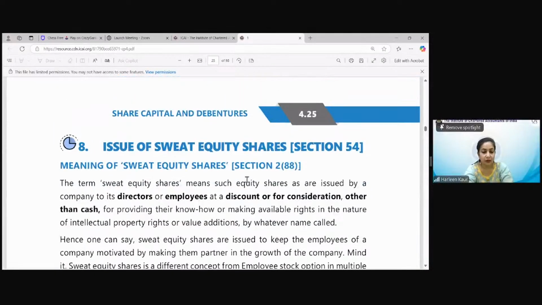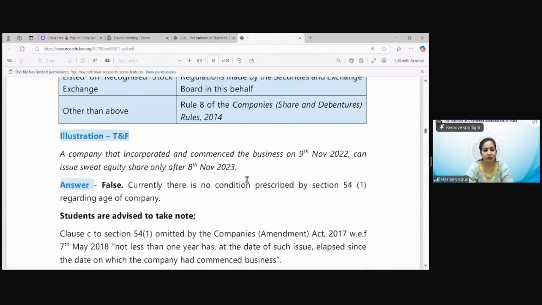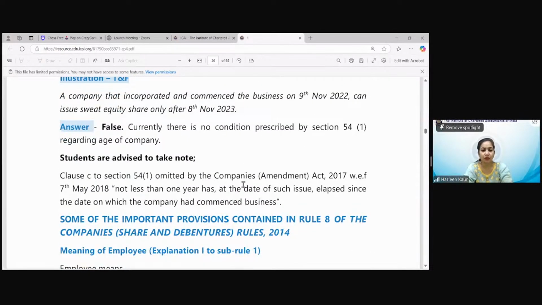All right, this is your 4.25 and here is your 4.26. It is listed on the recognized stock exchange. Okay, this is only saying SEBI has to follow. Clause C to section 54 has been omitted: not less than 1 year as on the date of issue elapsed since the date on which the company has commenced the business. So where we had about a 1 year time period, they are saying that it has now been removed from the provisions. Okay, this is as per 7th May 2018.